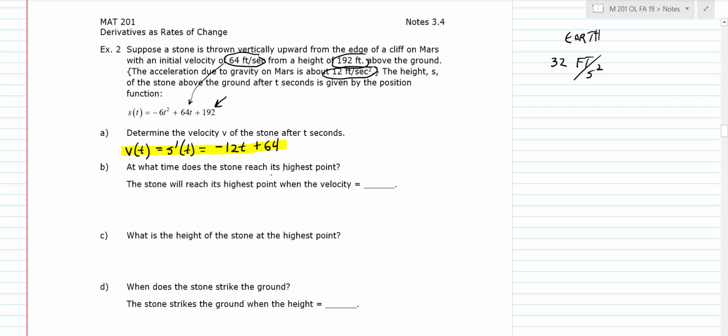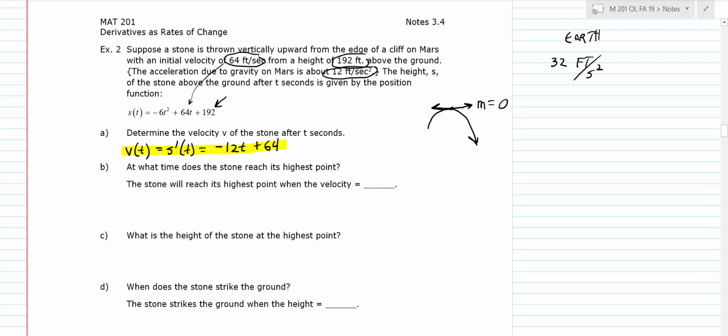Then it says, at what time does the stone reach its highest point? Well, if you graphed this on your calculator, and we'll do this in just a minute, you would end up having a parabola going upside down, kind of like that. What happens when it reaches its height is that the velocity, remember the velocity is the slope of the tangent line, that slope is 0.